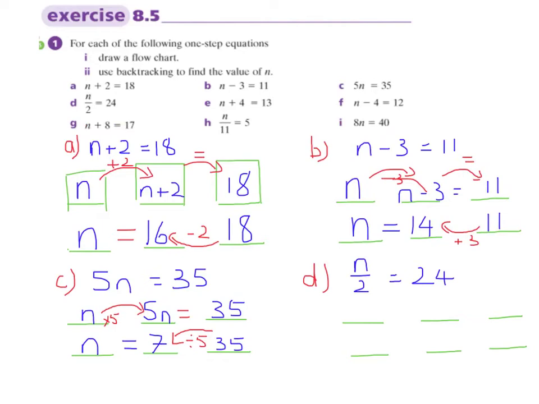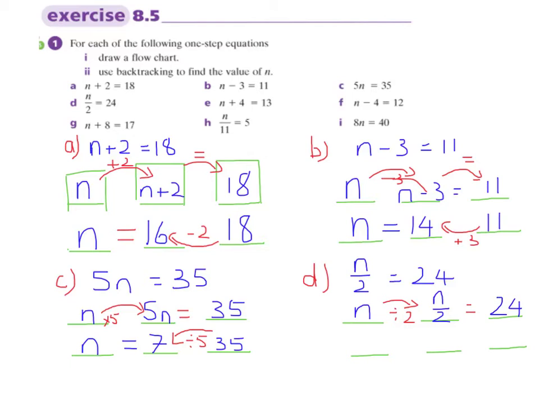Okay, now let's look at D. This looks a little bit different, but what do we know that the underneath means? That means divide. So let's think about this. So put my n down. Now my first step is divide by 2. So I put my n over 2. Remember, that just means divide by 2. The divide sign looks like a fraction, so that's why we put it as a fraction. So it's n divided by 2. And then I put my equal sign, and my answer was 24.